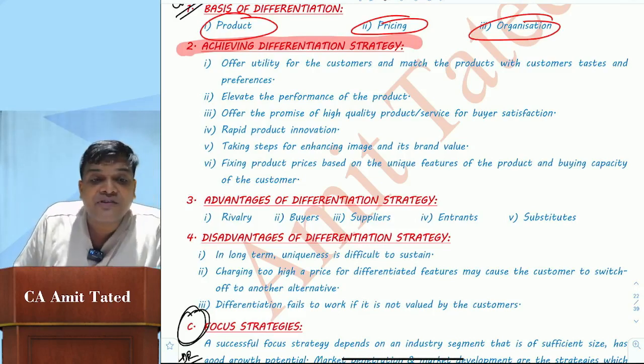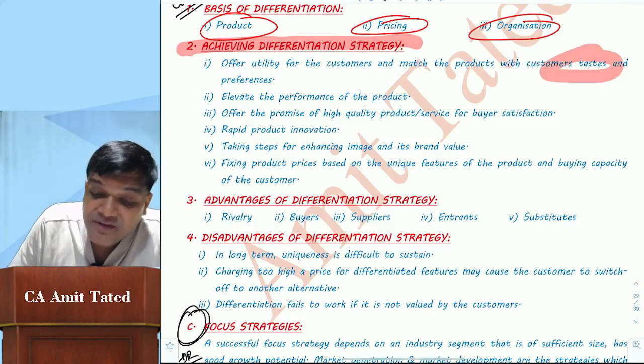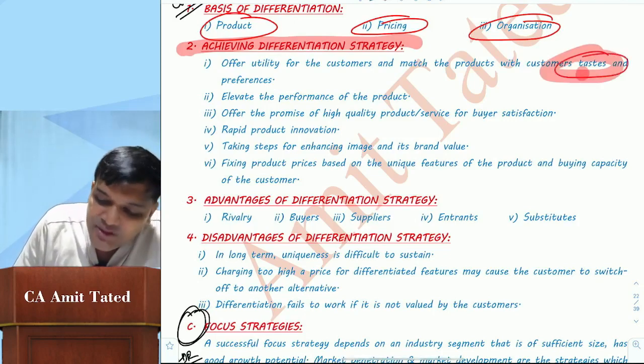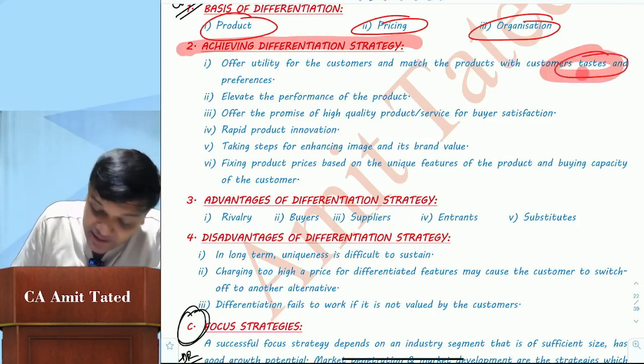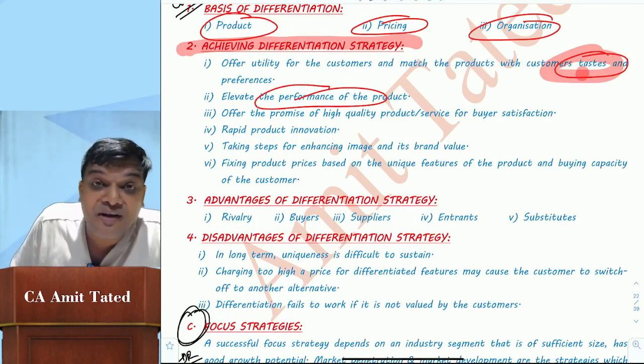Achieving differentiation strategy. How can differentiation strategy be achieved? First of all, you need to understand customer taste and preference. What customers like, you need to understand that. Without that, you can't go with differentiation. Second, you should evaluate the performance of the product, whether you like it or not.